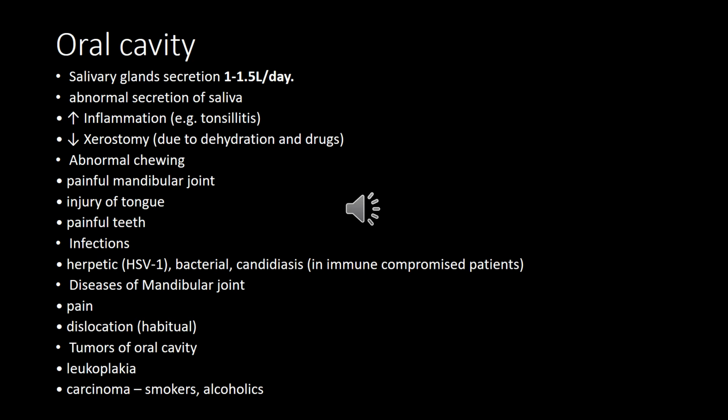That can be salivary gland secretions, which are usually 1 to 1.5 liters per day. In case of any pathology, it can be increased or decreased, so the normal daily production of salivary gland secretions can vary. This can happen due to inflammation like tonsillitis, where it usually increases, and xerostomia, which is due to dehydration and drugs, and abnormal chewing, a painful mandibular joint, injury of the tongue, painful teeth, and infections.